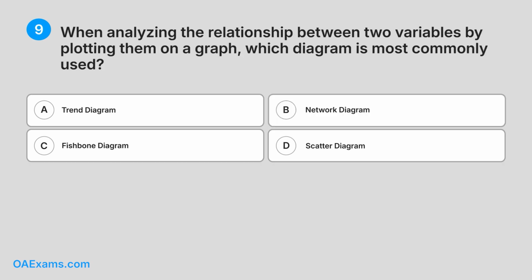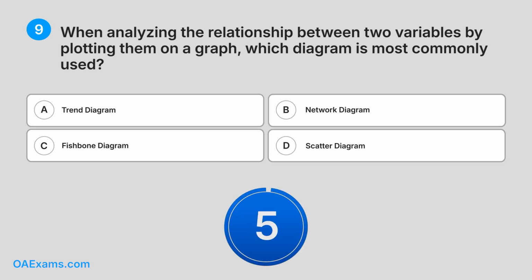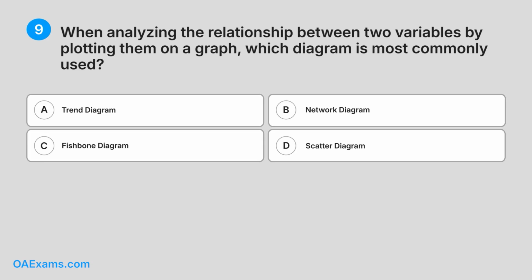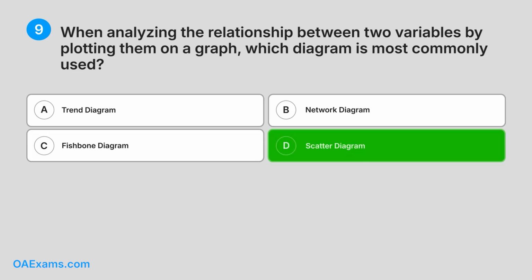9. When analyzing the relationship between two variables by plotting them on a graph, which diagram is most commonly used? A. Trend diagram. B. Network diagram. C. Fishbone diagram. D. Scatter diagram. Do you know the answer? Correct answer: D. Scatter diagram.